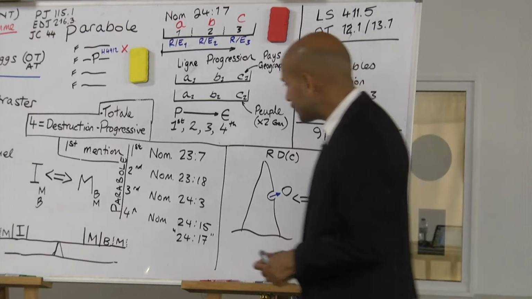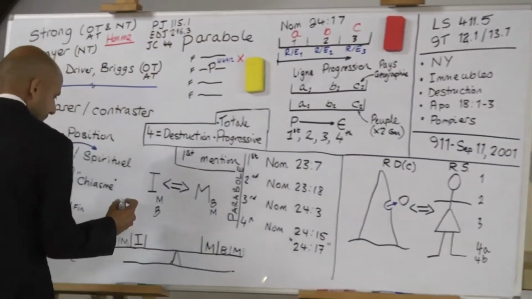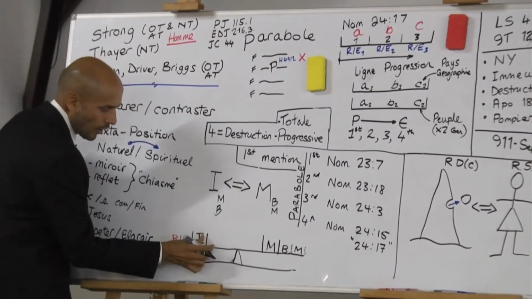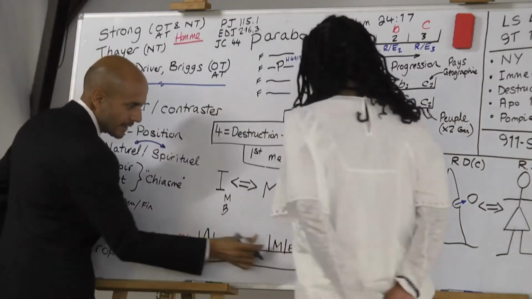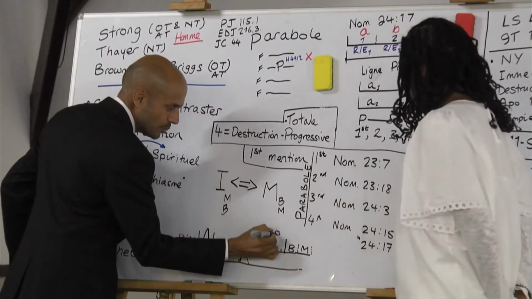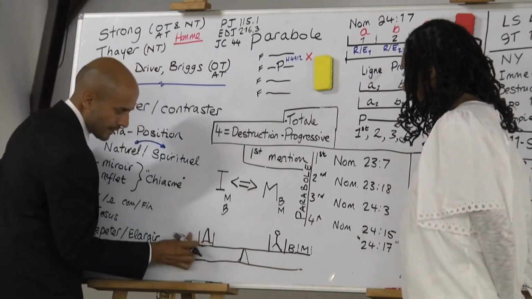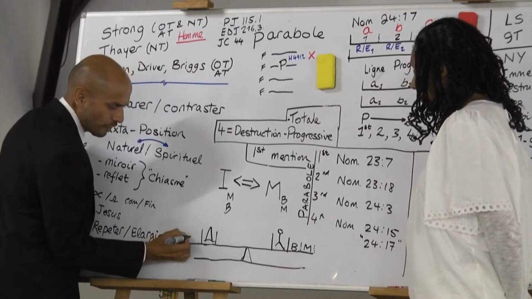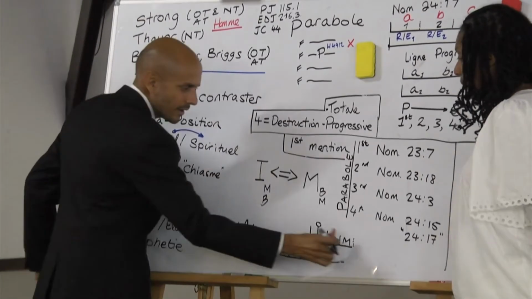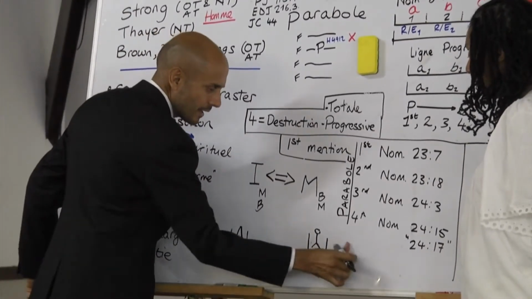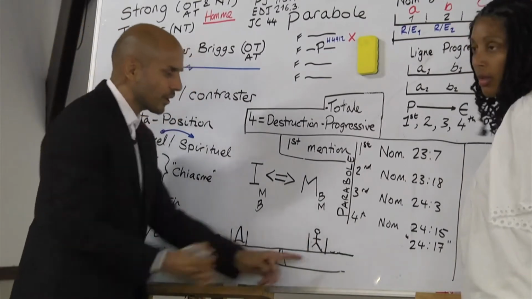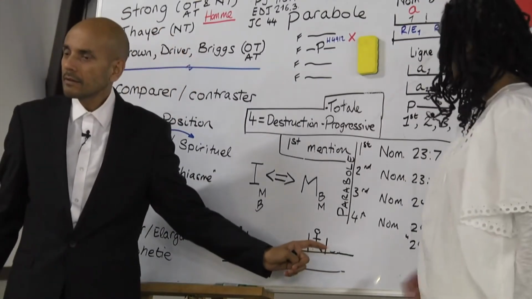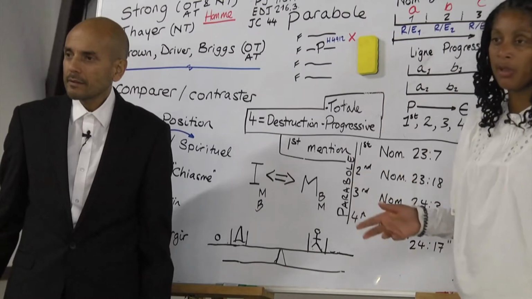Let's draw our balance. Here's the mountain. Here's the statue. What you've got on here, a stone. Does the chapter mention anything on this side?